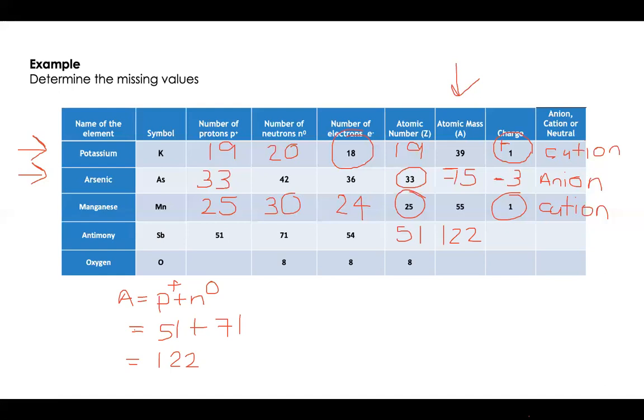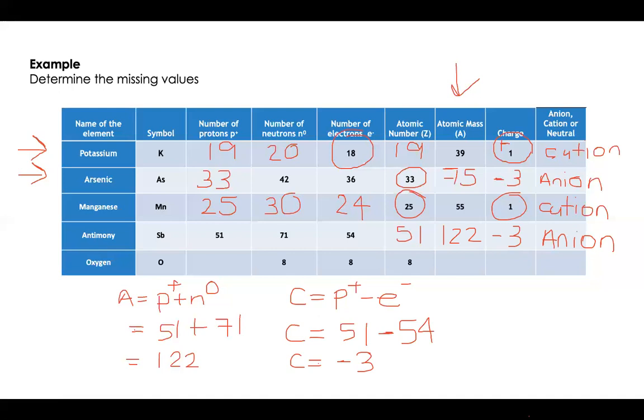Okay, and the charge is equal to protons minus electrons. So charge will be the protons that we have, 51, minus the electrons, which is 54. So charge will be -3. Okay, so I'm going to write here -3. And since this is a negative charge, this is going to be an anion.